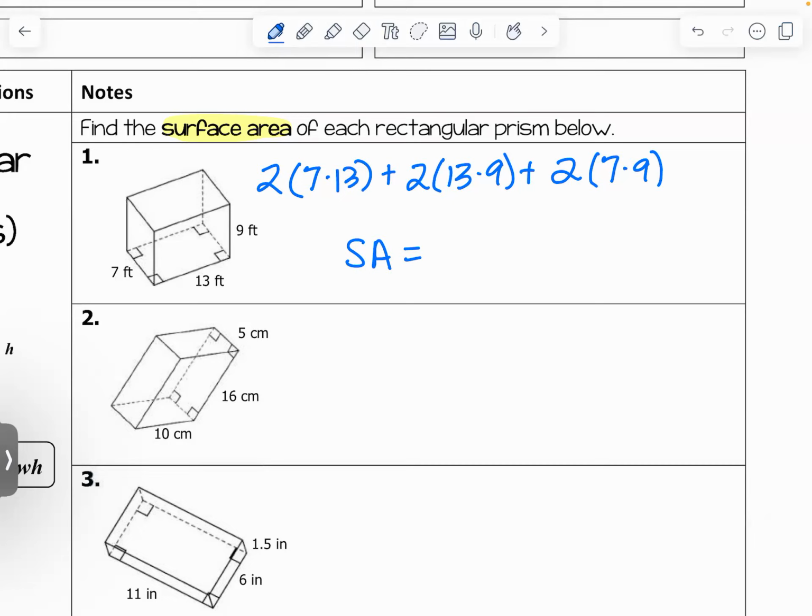What I would love you to do is punch that into your calculator. Really think we weren't going to calculate anything today?